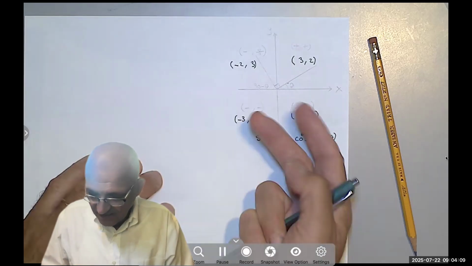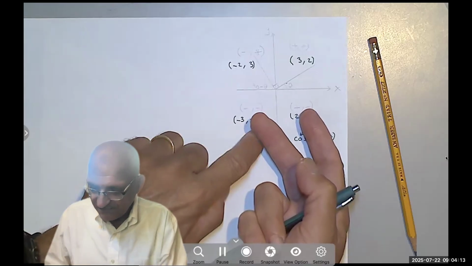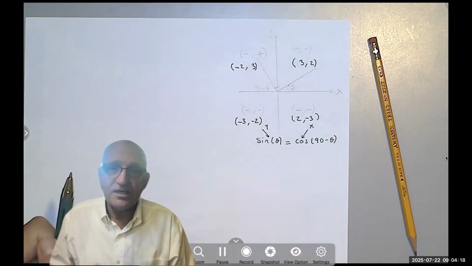I switch again and make the negative 2. I change its sign, so it becomes positive 2 and negative 3. Positive 2 and negative 3. If you are going clockwise, it's the other way.